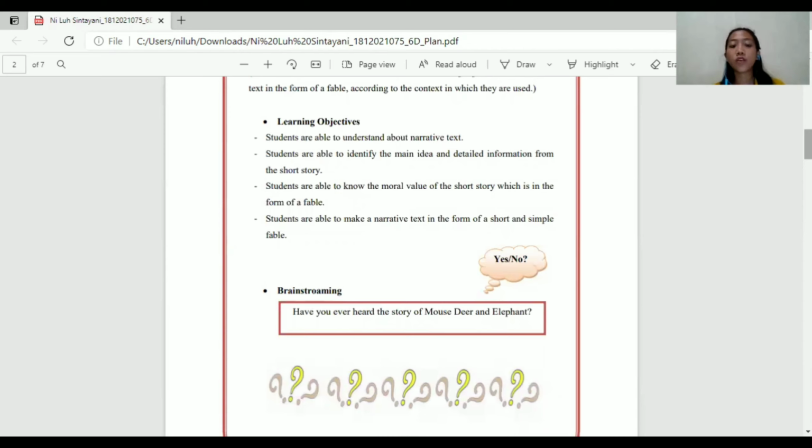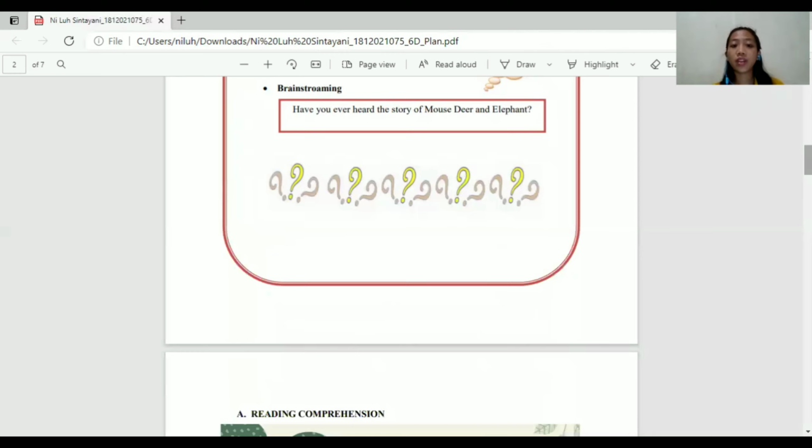And the second is learning objective. There are four types of learning objective. First, students are able to understand about narrative text. Second, students are able to identify the main idea and detailed information from the short story. Third, students are able to know the moral value of the short story, which is in the form of a fable. The last is students are able to make a narrative text in the form of a short and simple fable.